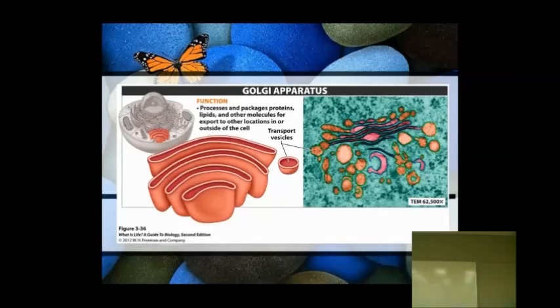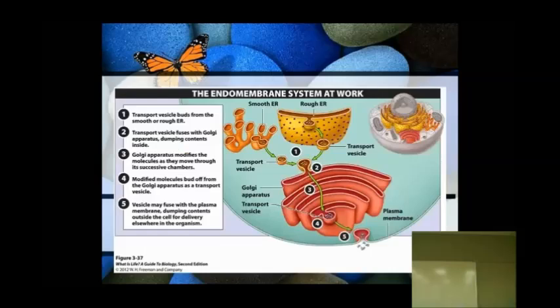So the Golgi apparatus is processing and packaging those proteins and also lipids, other molecules that get exported to other locations around the cell. So it will pick them up in these flattened areas, and then it'll basically form a package around them, which is called a transport vesicle. And that vesicle just goes to wherever it needs to move throughout the cell in order to send the protein, lipid, other types of molecules to the part of the cell that they're needed in.